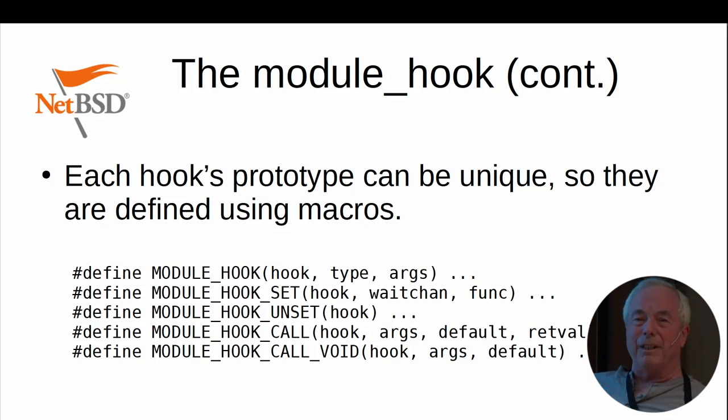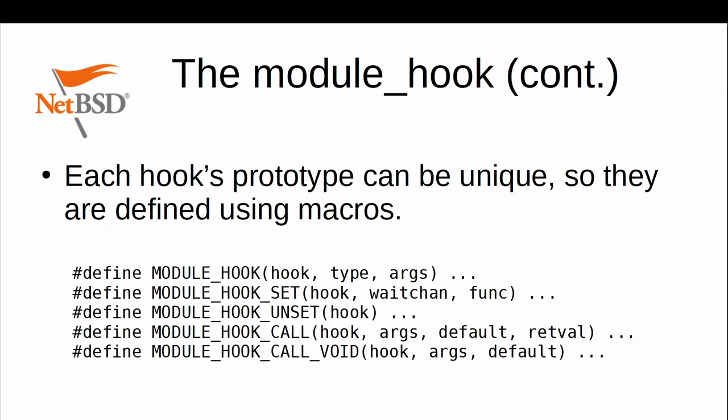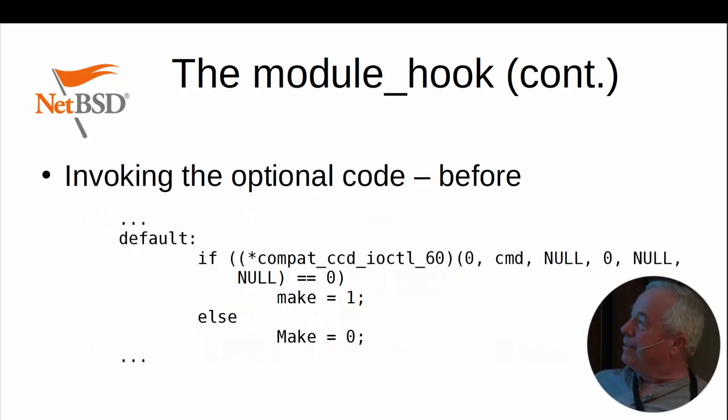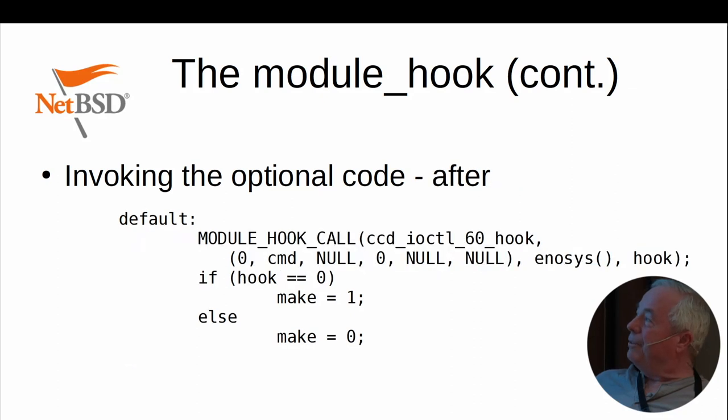Because all the hooks were different and had individual, unique prototypes, we used a macro approach rather than a fixed type for the hook function itself. And you can see here we've got the individual macros that are used to access the hooks. For invoking the optional code before, you would basically check a function pointer and see if the function pointer was set. If it was, call it. Now you call the macro for call the hook, and it does the same thing. It does a little bit more behind the scenes, but it accomplishes the same result.